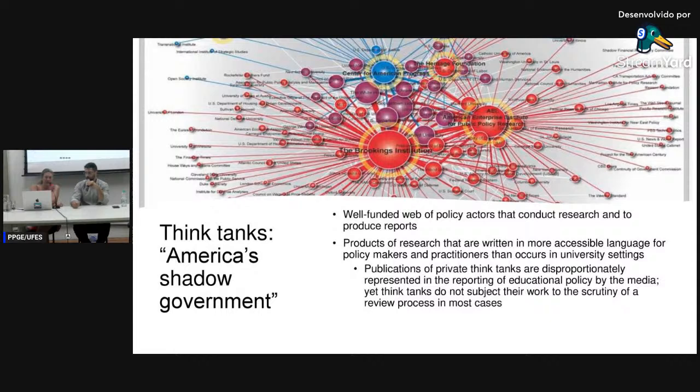Publications of private think tanks are disproportionately represented in public policy and education policy by the media as compared to other research that is subject to greater scrutiny and a higher level of rigor.